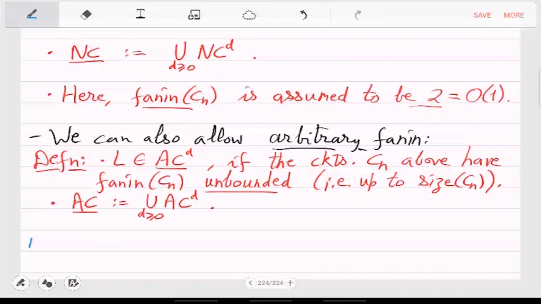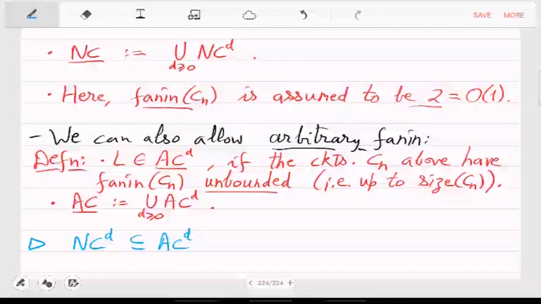Now, an easy observation is that NCD is contained in ACD, because NCD has constant fan-in 2, while ACD has any unbounded fan-in, so it's clearly contained. And moreover, ACD you can do in NCD D+1. Why is that?